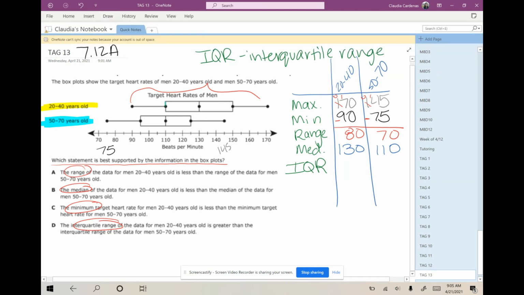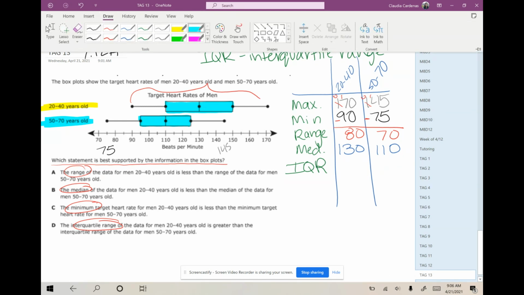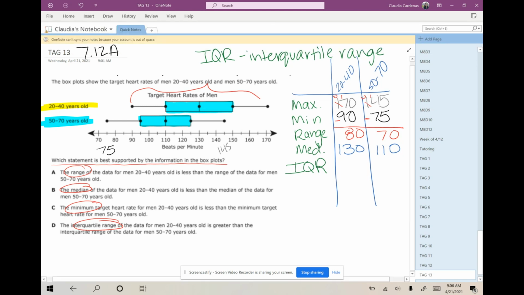And the IQR is the range of this box here in our box plot. So they want to know how it goes from one side to the other. And so in order to see the range, we're going to do the same thing we did above, where we subtract the minimum point from the maximum point. So for 20 to 40-year-olds, it goes from 110 to 150. So when I subtract that, the IQR is 40.